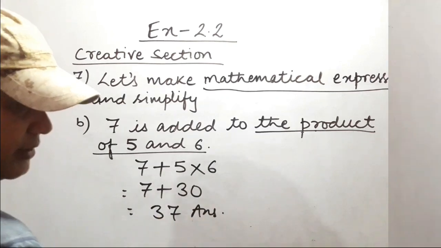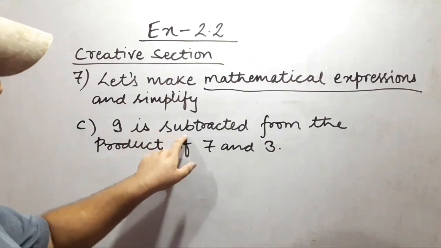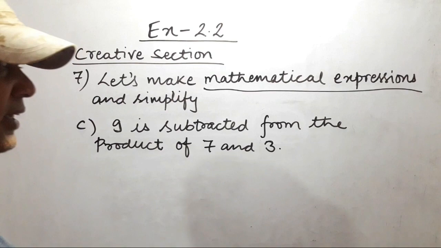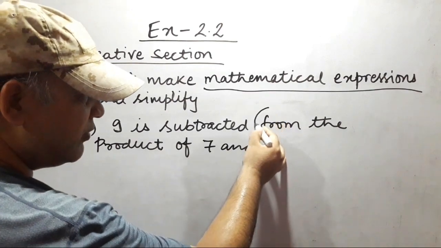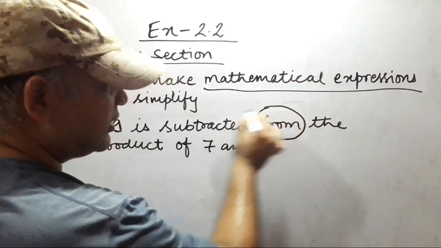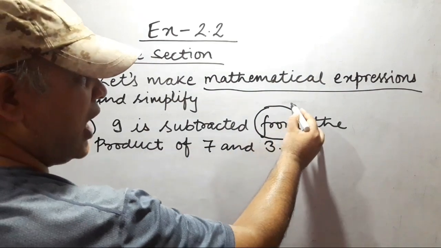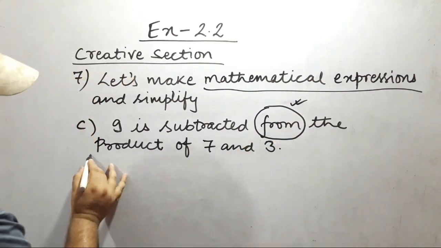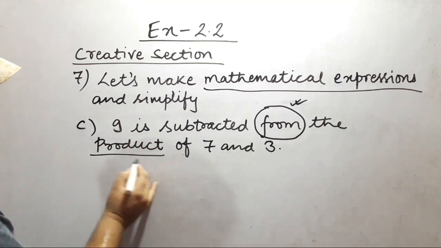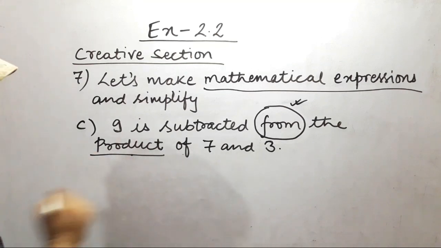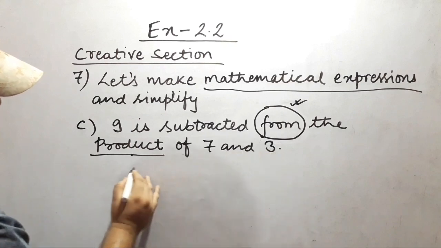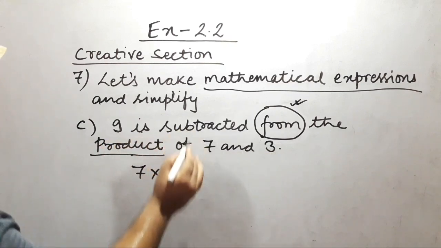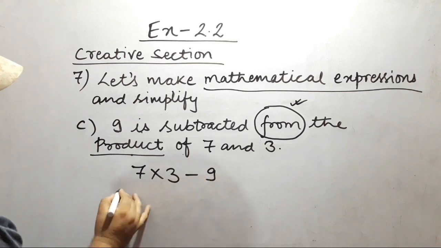This is our answer. 9 is subtracted from the product of 7 and 3. As I told you in the previous question, when there is the word from, then that should be our starting position. So from the product of 7 and 3. Product indicates multiplication. So 7 into 3, 9 is subtracted, minus 9.